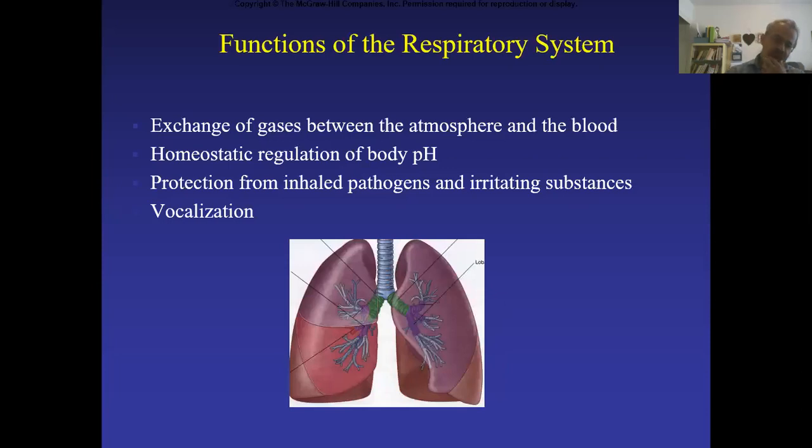All right, so every system, of course, has a function or many functions. The primary function of the respiratory system, of course, is gas exchange between the atmosphere and the blood. And of course, if you think of the gases, you think of oxygen traveling from the outside world or the atmosphere, gets into the blood, circulates to the body, gets dumped off on the tissues, and by the same token, CO2 from the tissues gets transported to the blood and then goes out to the atmosphere.